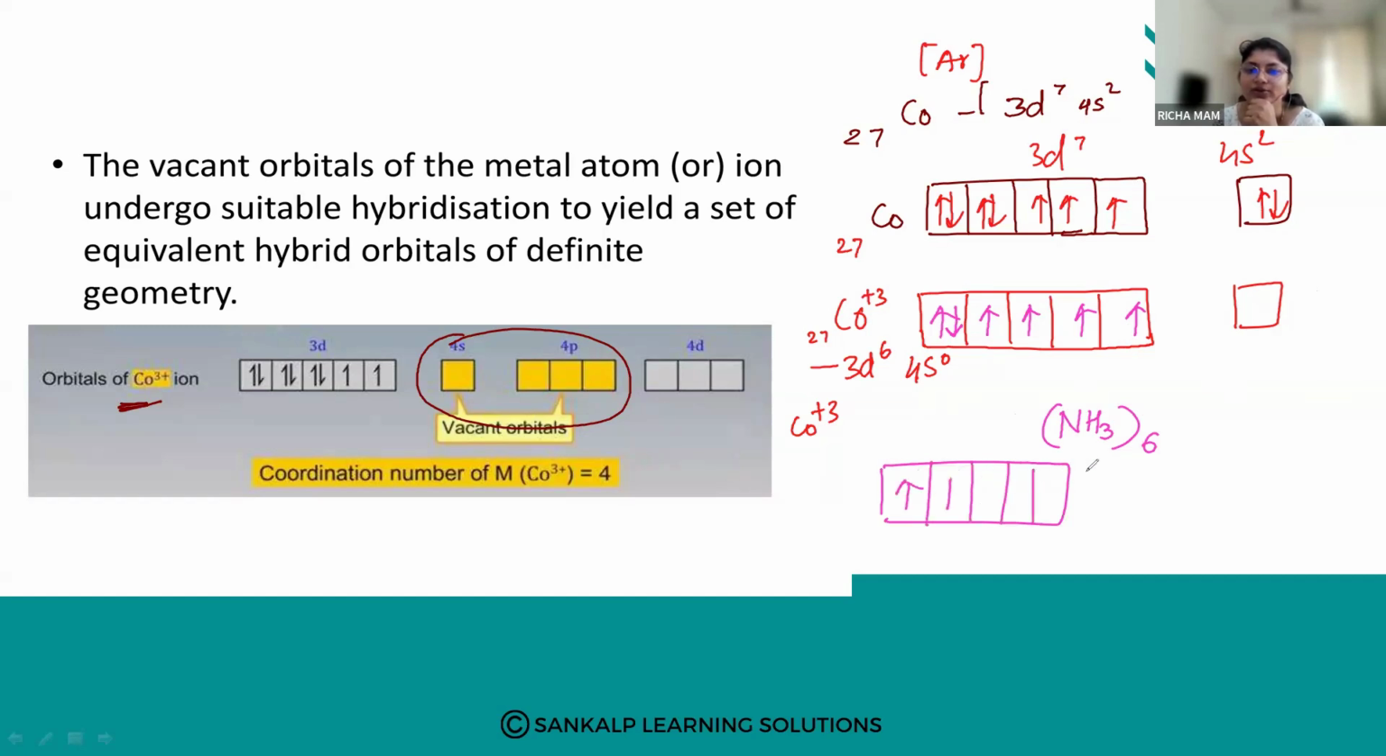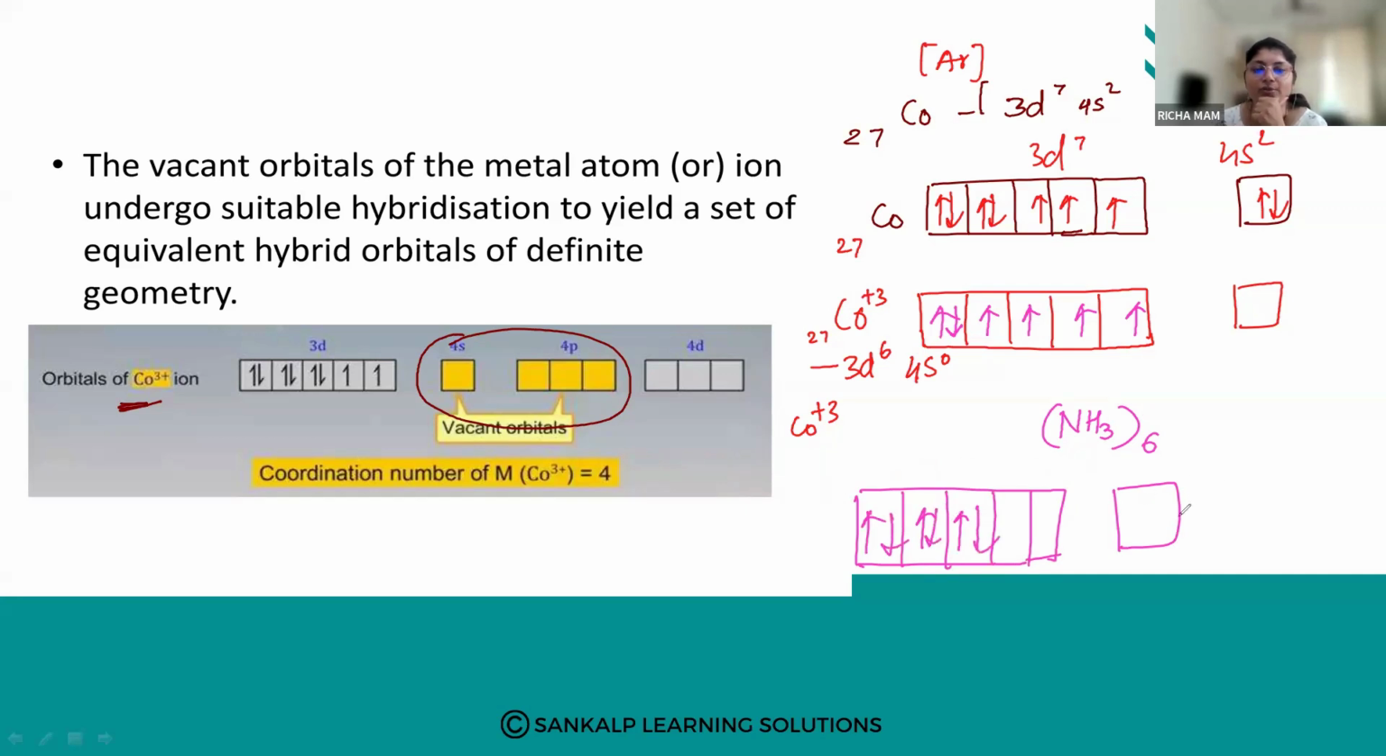So 1, 2, 3, 4, 5. It is welcoming 6 ligands, 6 ammonia ligands. So it will form like this, 6 ligands. Now, only 3d is remaining, so what are we going to use? We are going to use the next set.